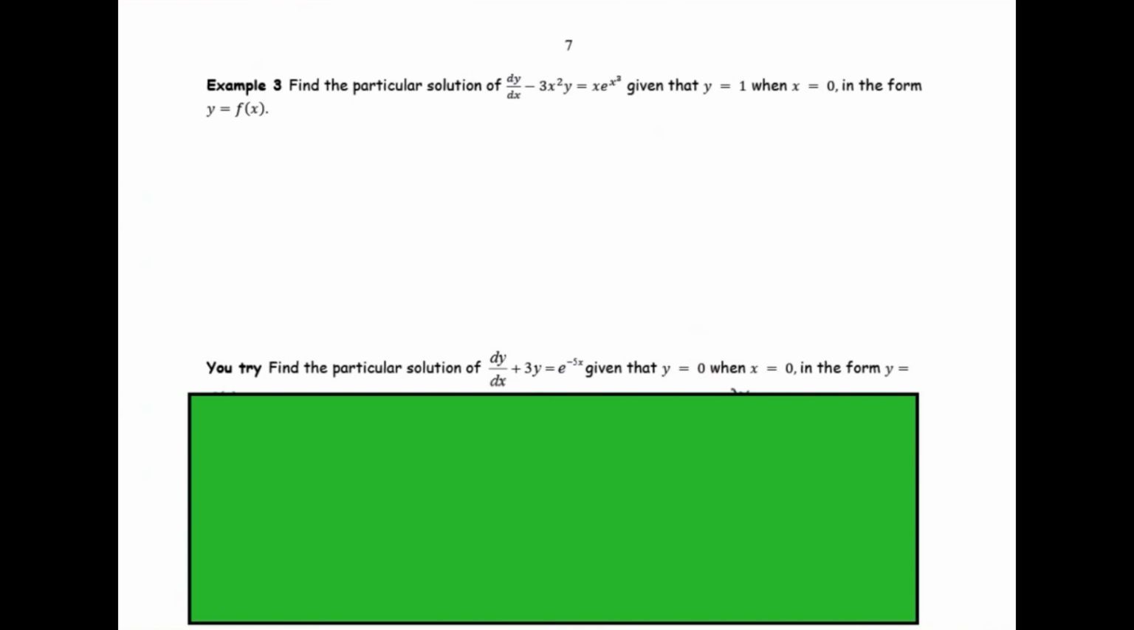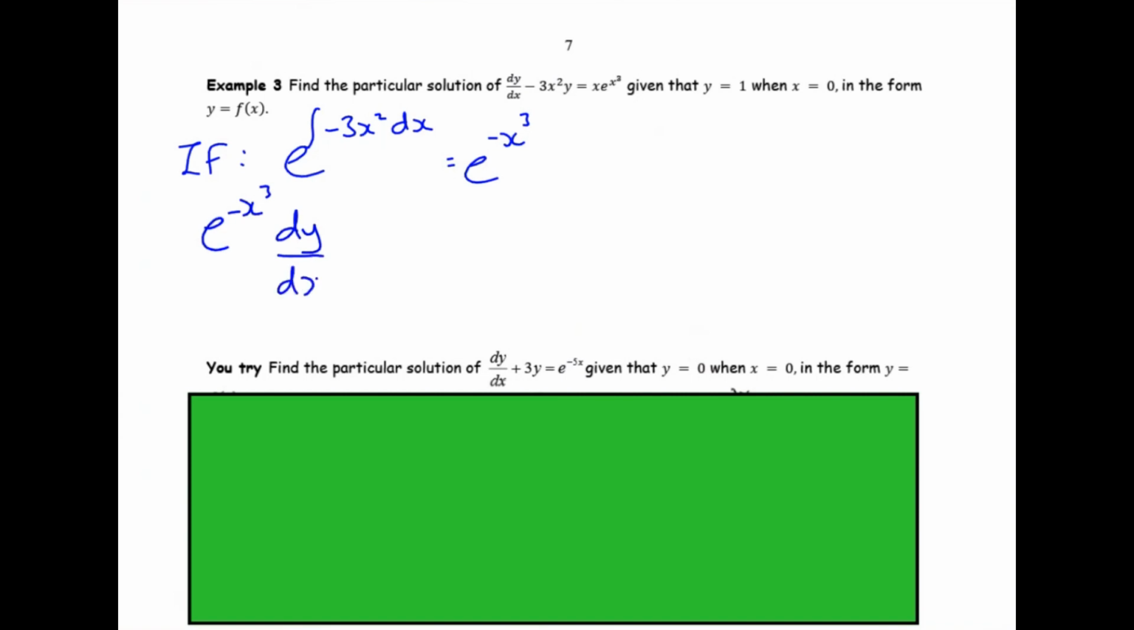Again, this is one that we can integrate using an integrating factor because it's dy by dx and y times a function of x. This time my integrating factor is found by doing e to the integral of minus 3x squared. I need to include that minus in there. And integrating this will give me e to the minus x cubed. This doesn't simplify, so this is my integrating factor that I'm going to multiply everything through by.